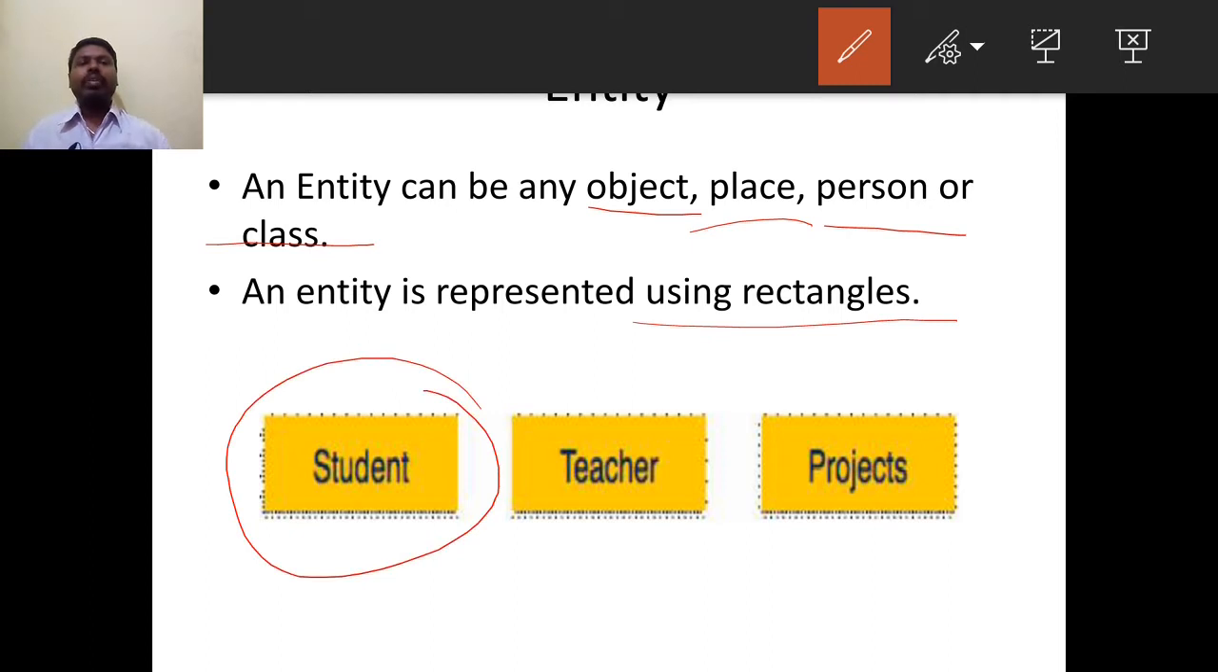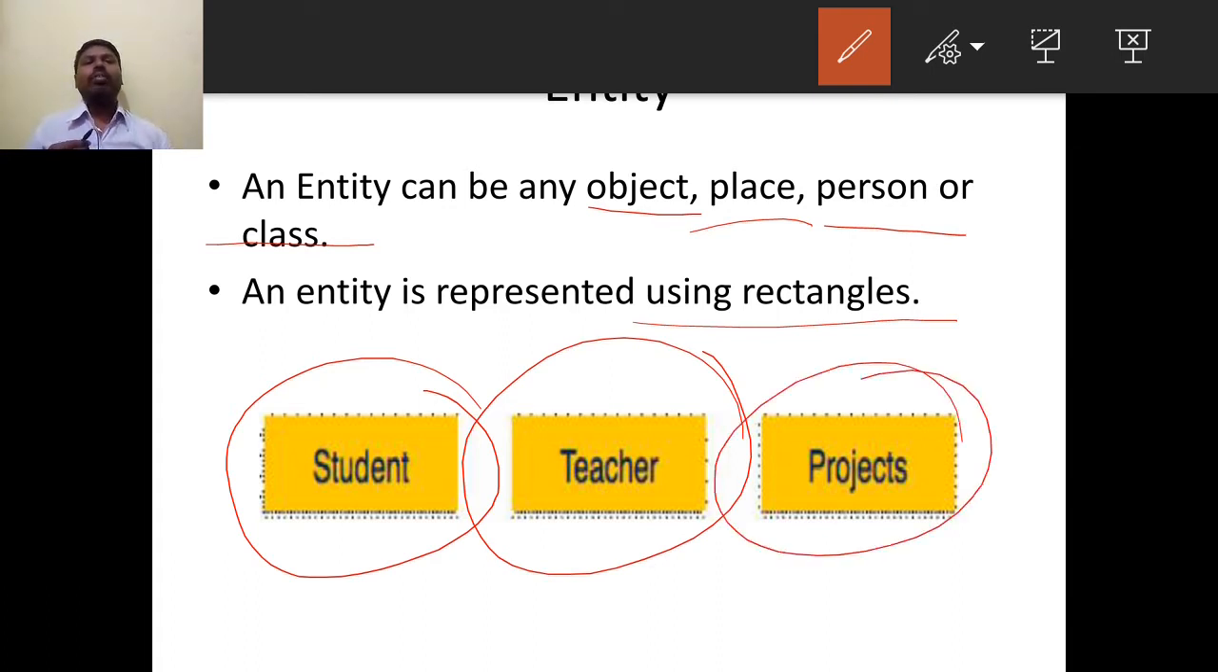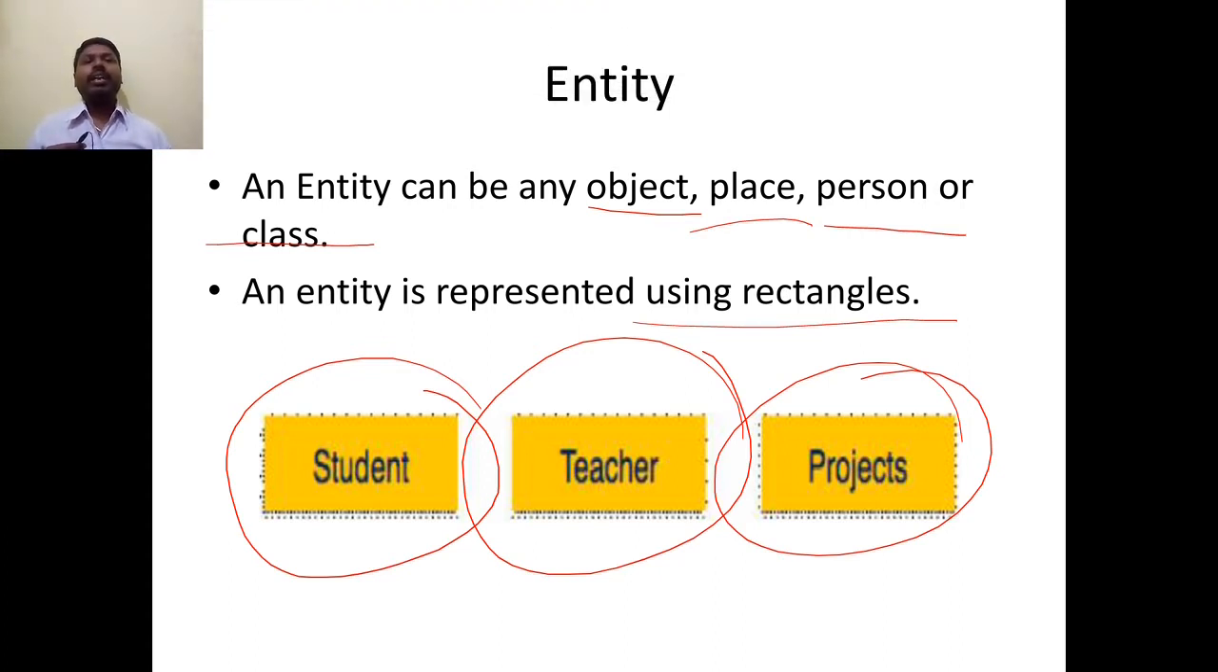You can see this example. Student is an entity. How do we represent it? We represent it using a rectangle symbol. Teacher is an entity, and we represent it using a rectangle symbol. Projects, how do we represent them? Using a rectangle symbol. Like this, if you take any entity, for example employee, employee is an entity, so you have to represent it using a rectangle. So what is an entity? An entity can be an object, place, person, or a class, anything in the real world. We represent it using a rectangle.